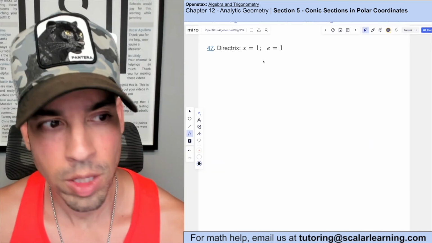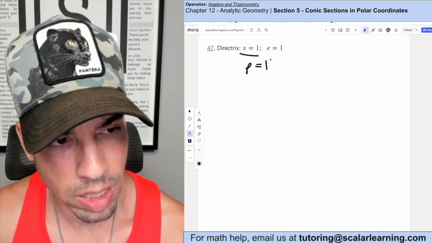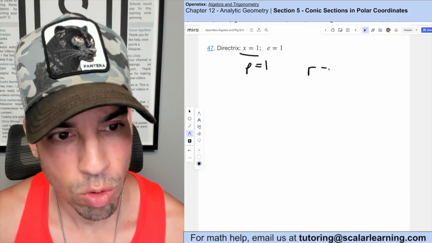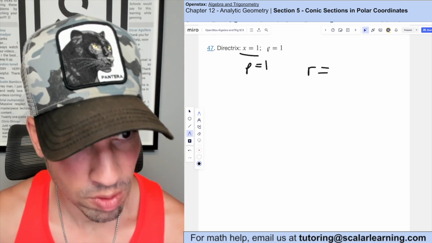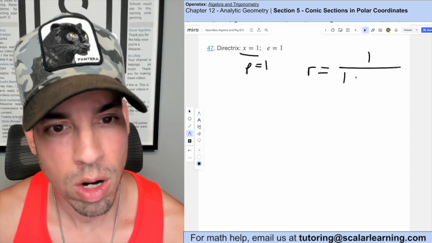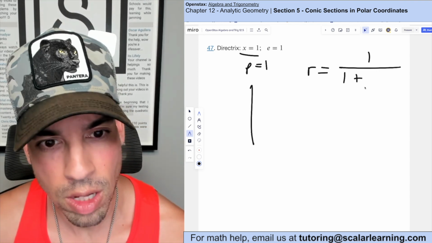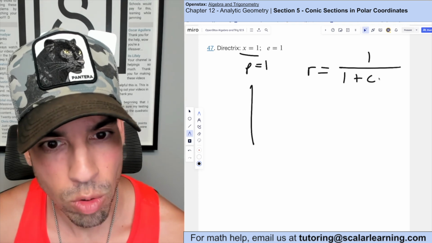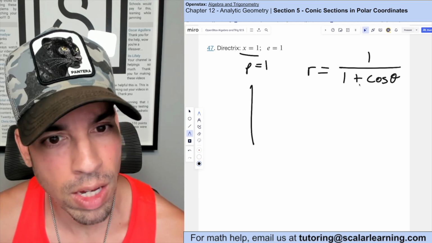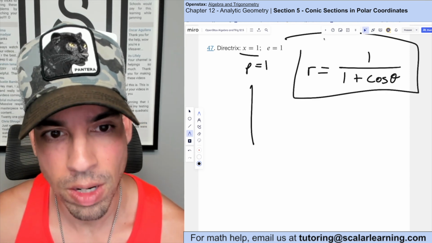Done. So for this one, we got a directrix of x equals 1, and that means our p value is going to equal 1. And now we can make our equation. We've got r is equal to, again, e times p, which is 1 times 1, or 1, over 1 plus, and again, since we have x equals 1 as the directrix, a vertical line, we know we should have cosine of theta here. And that e value in front of the cosine is 1, so we're going to leave it as is. So this is our final answer.